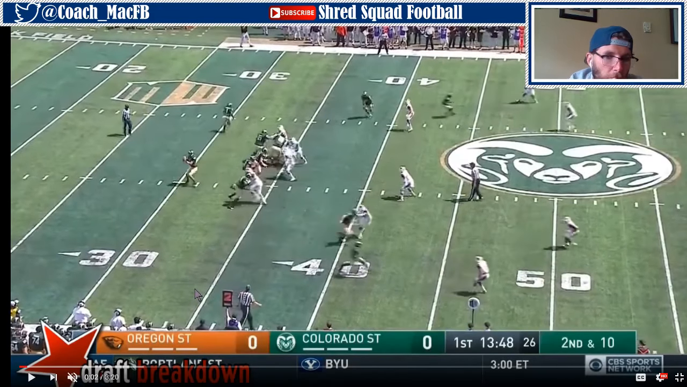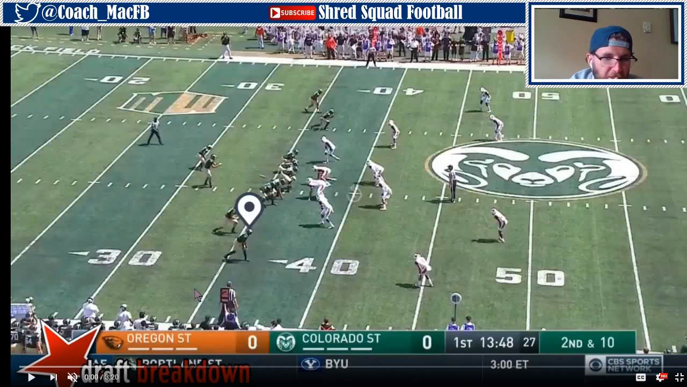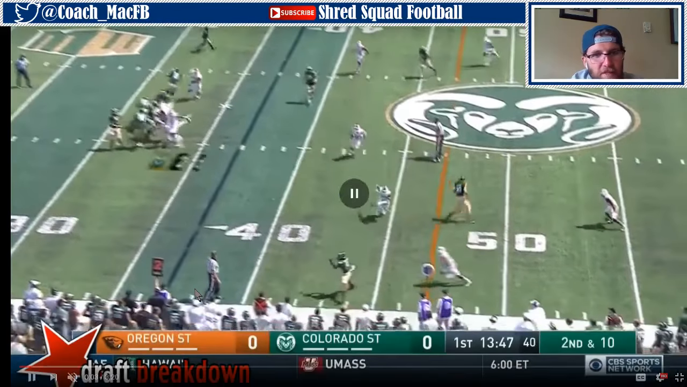So what we want to watch though is see how he catches the ball away from his body. That allows him to catch the ball early and then secure it early, so that way he can bring his feet down inbounds, because again, you're working with tight spaces here. So you want to be able to catch the ball early so that way you can get your feet down and establish your catch before you run out of space. Do you see what I mean?